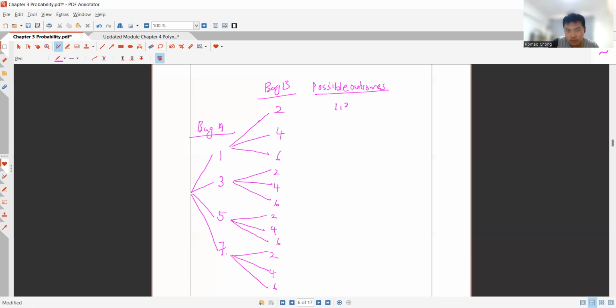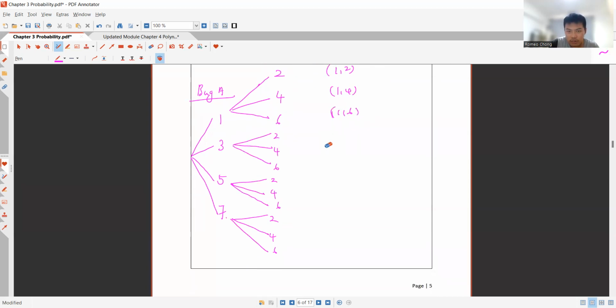So the first one is 1, 2. The second one is 1, 4. Then after that, 1, 6. It's actually quite easy to list lah. If you don't have the tree diagram also, I think you are able to do it.